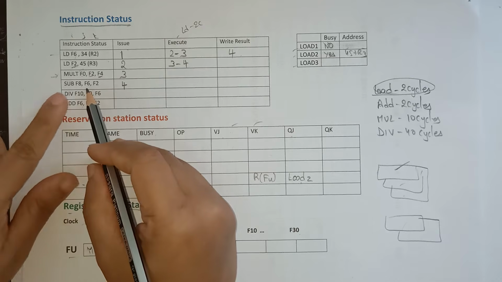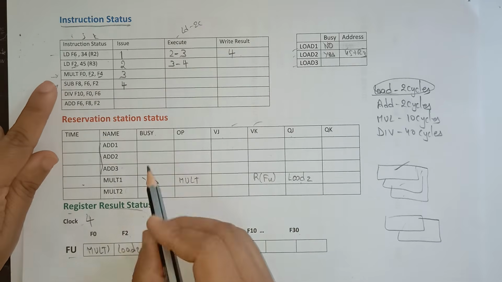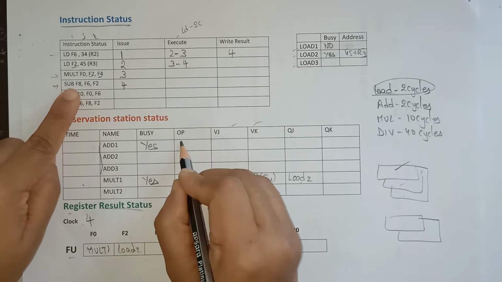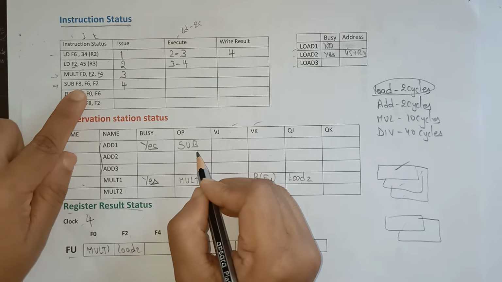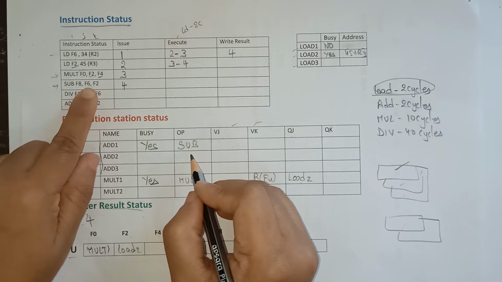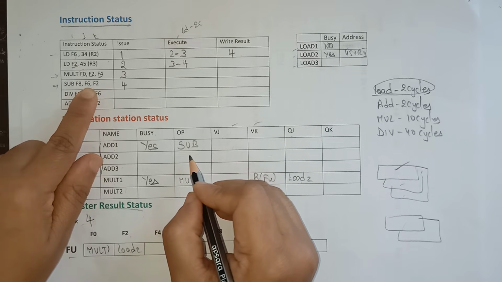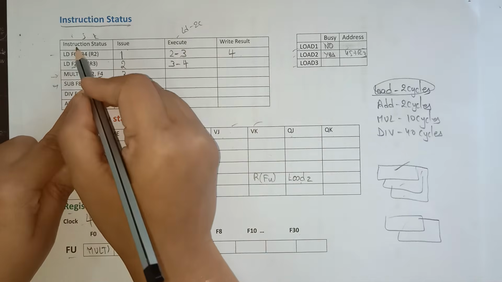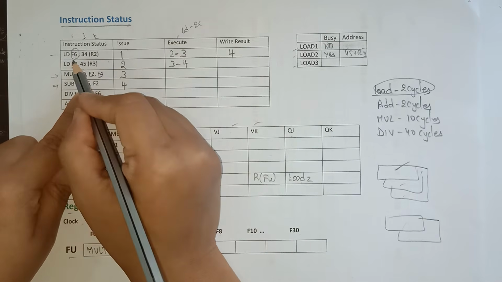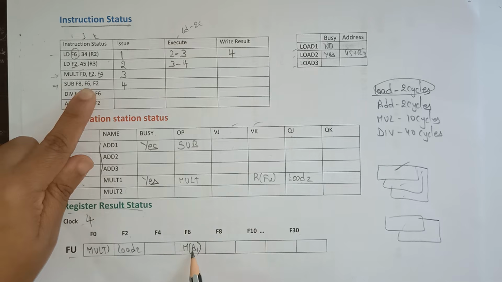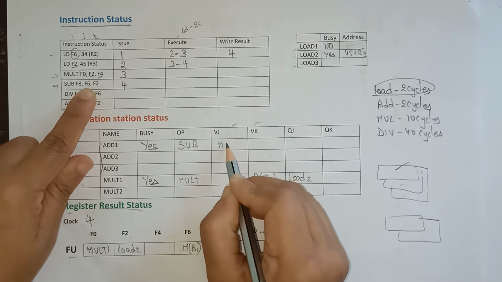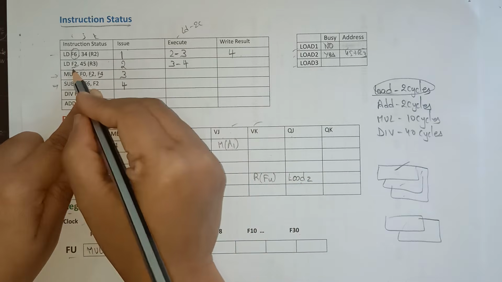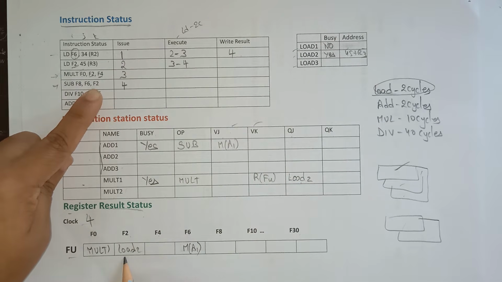So subtraction is started. Subtraction means what? Adder. So Adder 1 is busy now, with what operation? Subtraction operation. And what are the values? Source registers F6 and F2. So what is F6? F6 is anyhow completed, the load is completed. So what is the F6 value? Write it as M of A1. What is the F2 value? F2 is still not completed, because Load 2 is there.